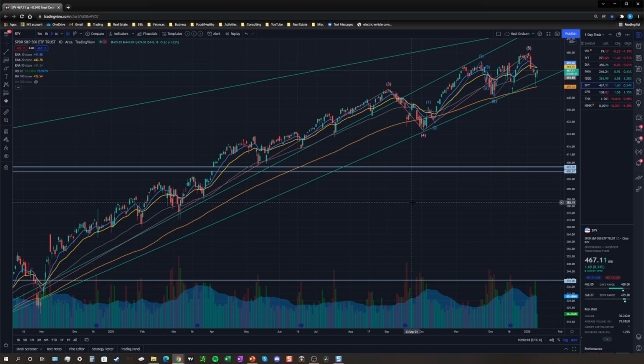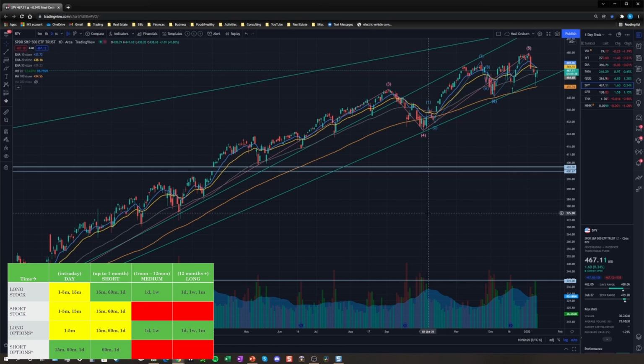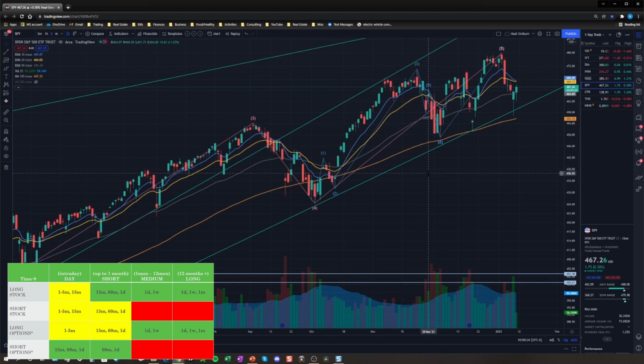Okay, so here we are looking at TradingView, and what I mean by each one of those boxes, the 1 to 5 minute, the 15-minute, the 60-minute, the 1 day, the 1 week, the 1 month, what that represents is each one of these candles, and I'll zoom in for you here.